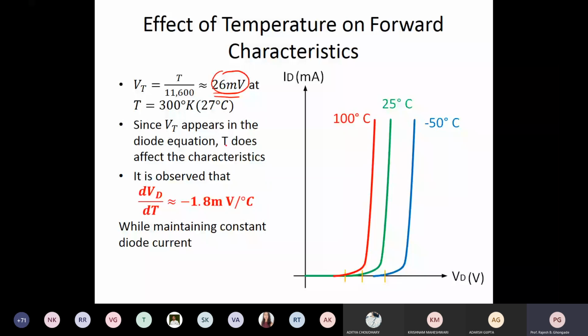You can see here the change in the voltage across the diode. Actually, this is the dVd by dT. That is the rate at which Vd changes with temperature, worked out to be nearly minus 1.8 millivolts per degree Celsius. So as temperature increases in this direction, the voltage across the diode reduces. If temperature increases, Vd reduces by minus 1.8 millivolts per degree Celsius. You can nearly say that this is equal to 2 millivolts per degree Celsius, just to remember it. So remember that voltage across the diode will reduce if temperature is increased.